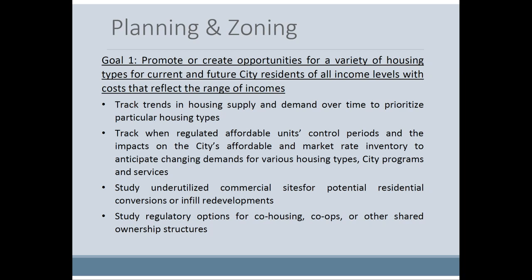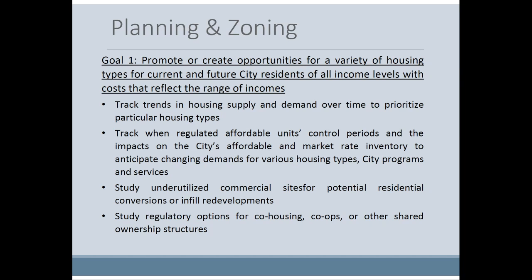We also want to track our regulated affordable units' control periods. That means when a regulated affordable housing unit no longer has legal restrictions, and really track the impacts on the market rate inventory. We want to continue to study underutilized commercial sites for potential residential conversions or infill redevelopments. And we want to study regulatory options for different types of ownership models, such as through the zoning, co-housing, co-ops, or shared ownership structures. Oftentimes zoning ordinances say you can only have quote unquote 1 family per household. And maybe there should be a new way to look at things.